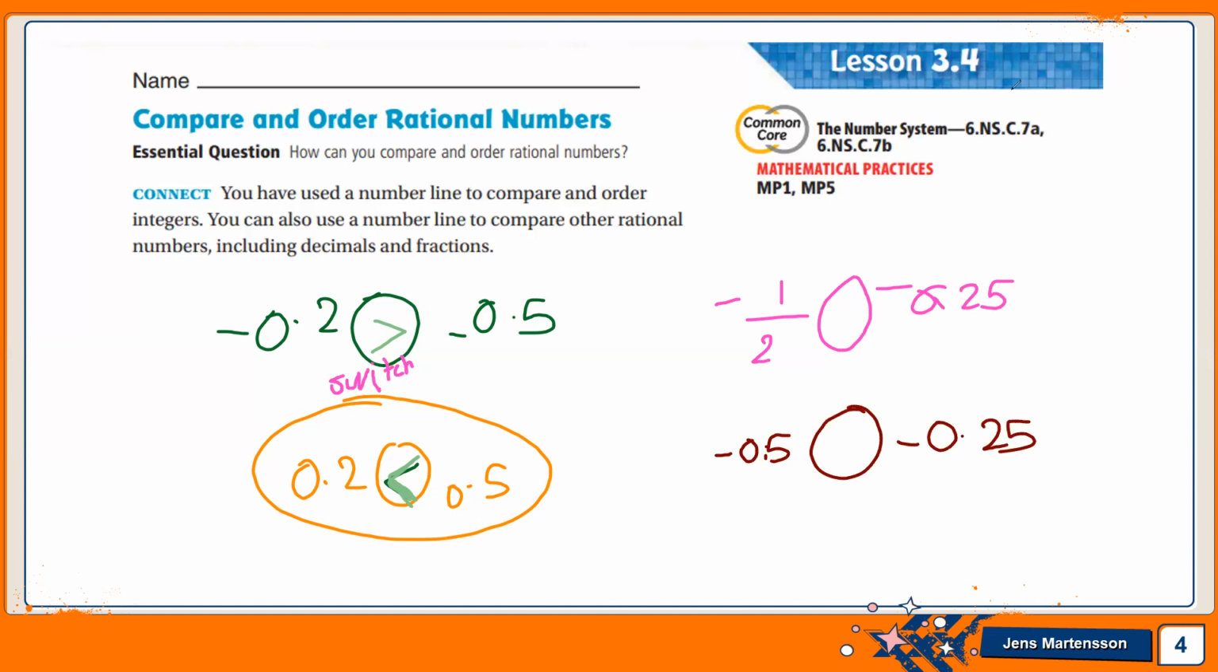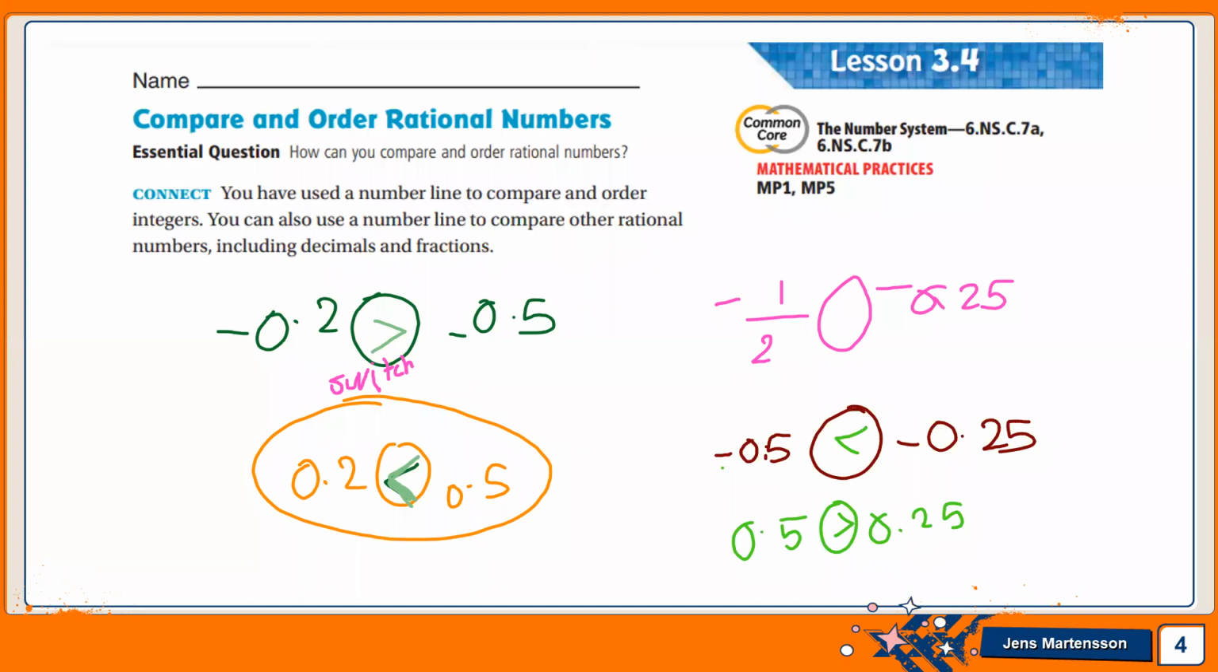0.5 and 0.25. Which is greater? 0.5. But because we have a negative sign, you will switch the sign.